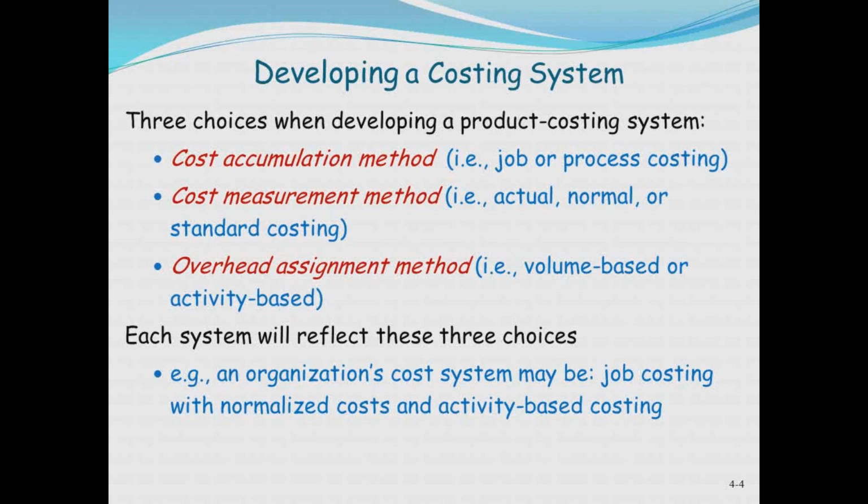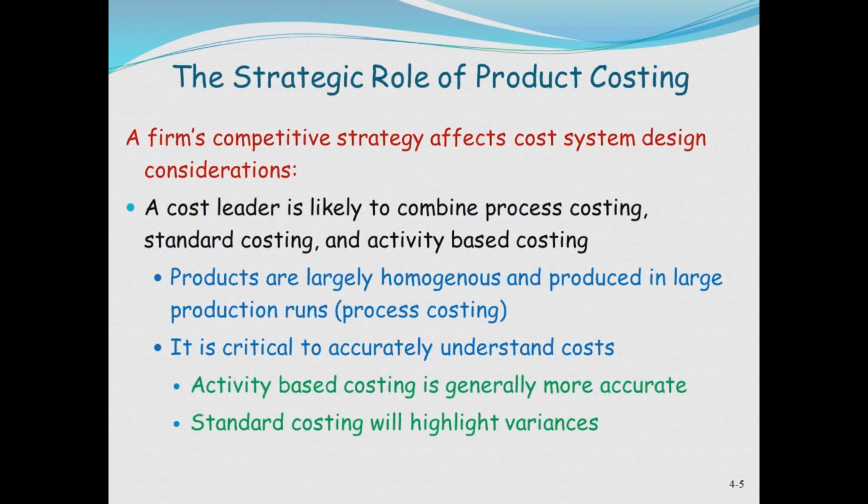And then you need to decide how you're going to assign your overhead, whether it's volume-based, which is the classical way of doing it, or activity-based, which is the modern way of doing it. So each costing system will incorporate a decision on these three criteria. So an organization can say they're a job costing shop with normalized costs and activity-based costing. That could be a model that a specific company chooses. And to some degree, it's based upon your strategy.